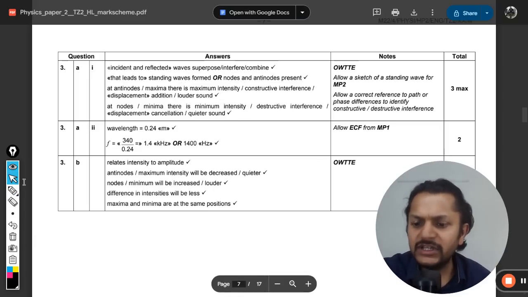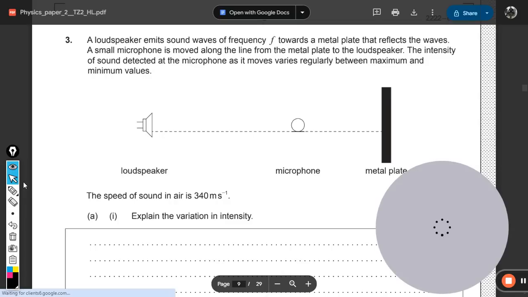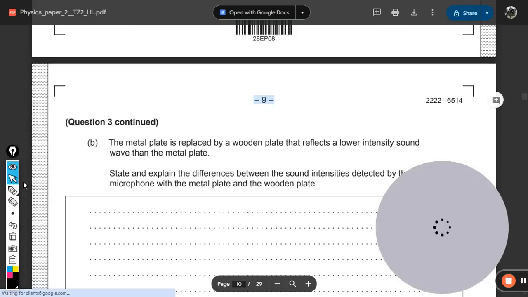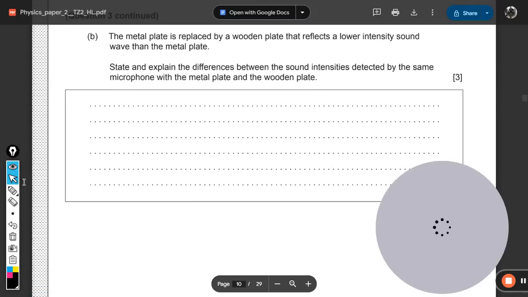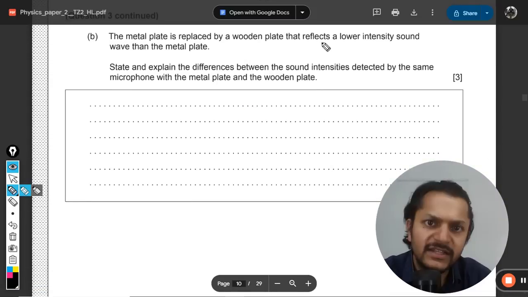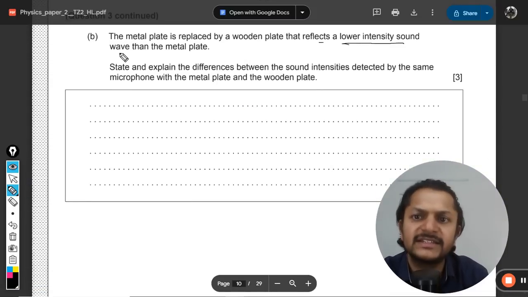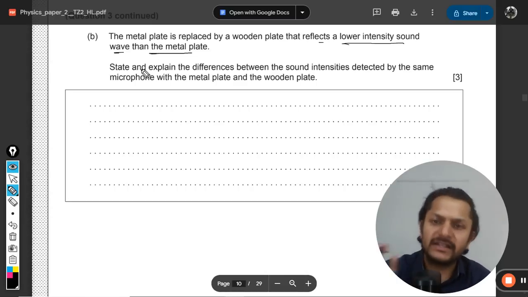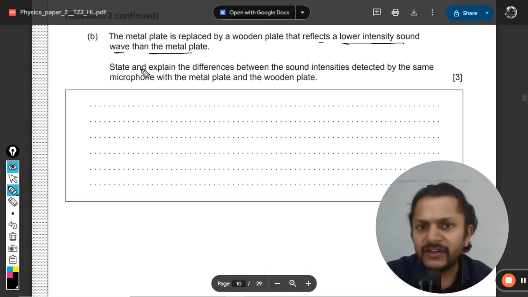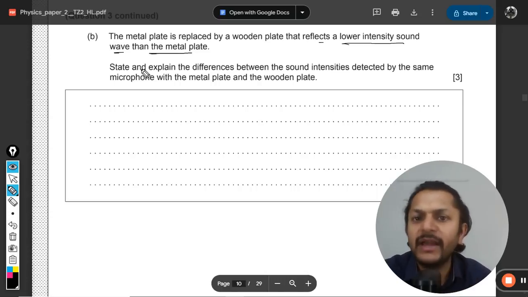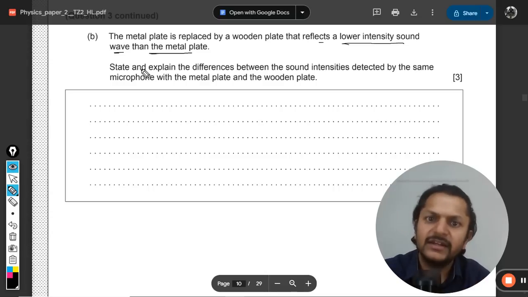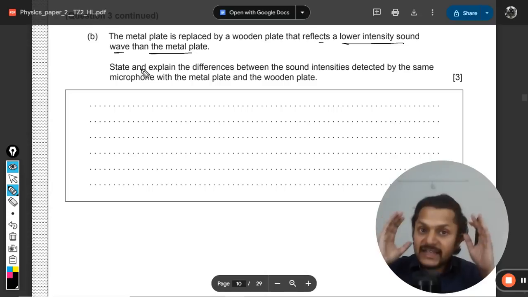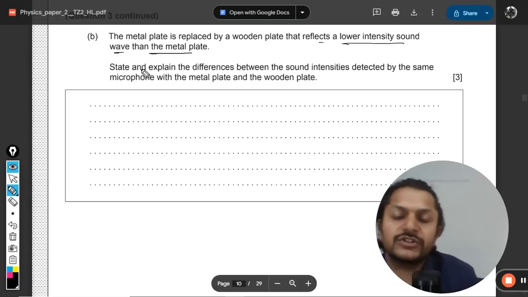Let us move to the next question. The metal plate is replaced by a wooden plate that reflects a lower intensity sound wave than the metal plate. State and explain the differences between the sound intensities detected by the same microphone with the metal plate and the wooden plate. Well, exactly. Yes. Let me explain this question now.